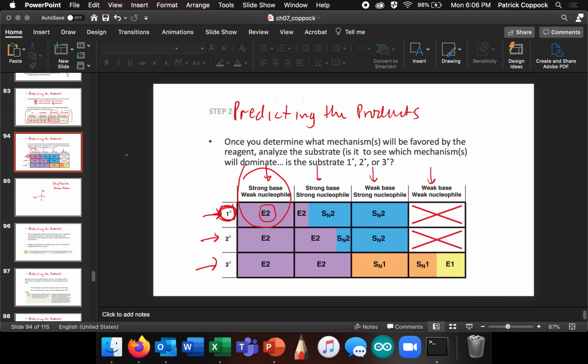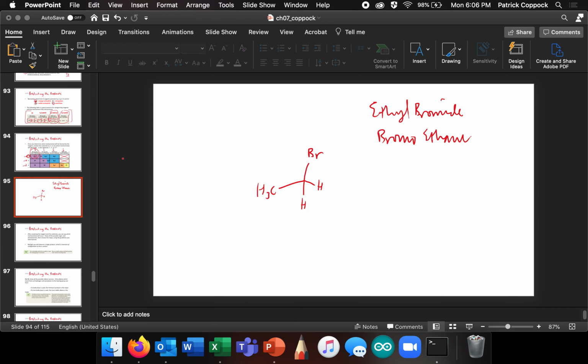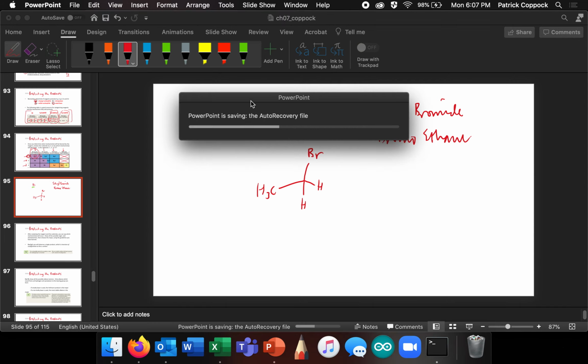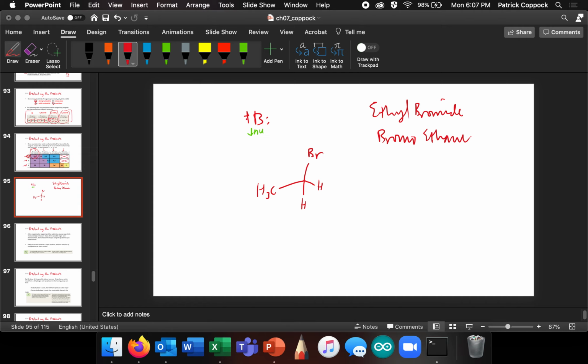Now let's take a strong base and a weak nucleophile. So here's how I'm going to do this for my eyeballs. I'm going to say a strong base and a weak nucleophile. I'm making up notes here as I go. Let me go to draw. Strong base, weak nucleophile. Whatever this is, it's got a lone pair of electrons on it. Okay, so a strong base and a weak nucleophile. Are you okay with me doing that? You see what I've done?